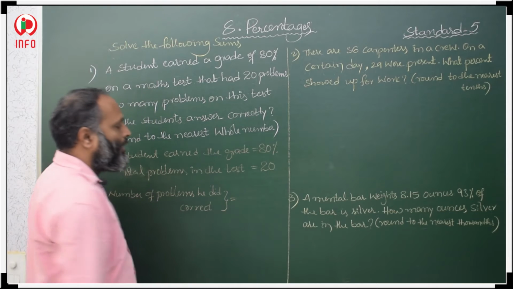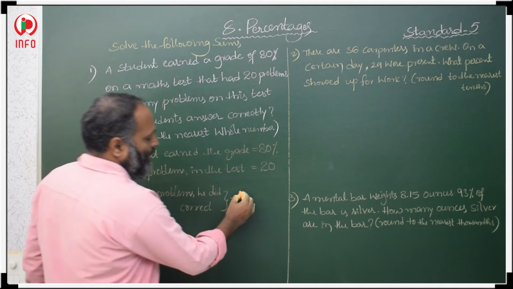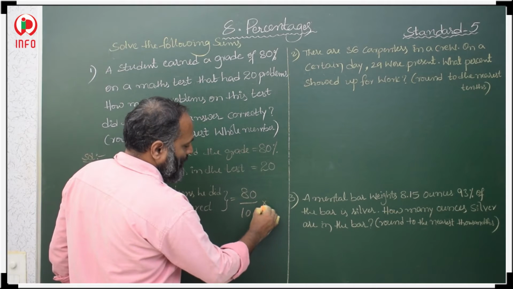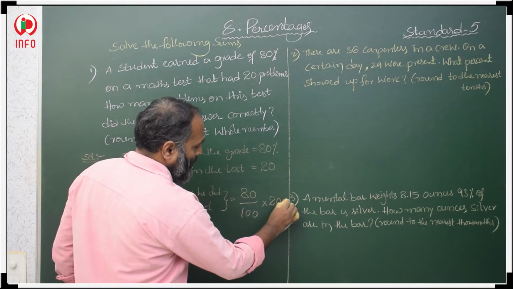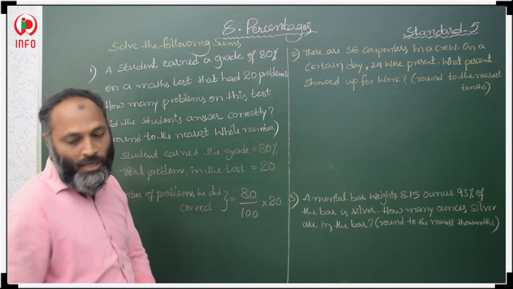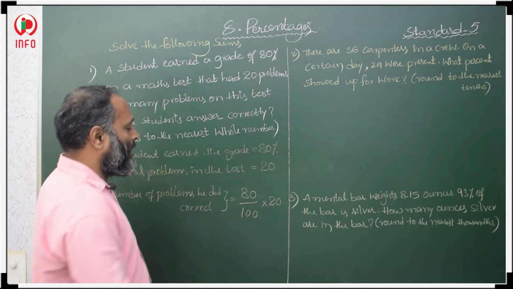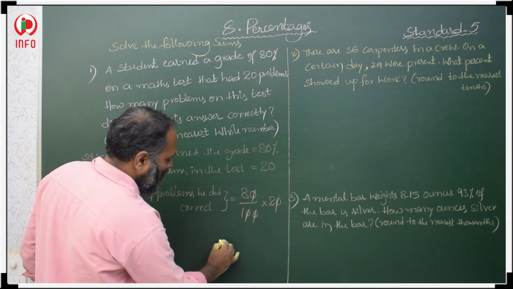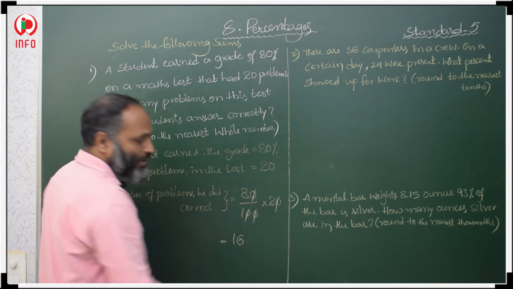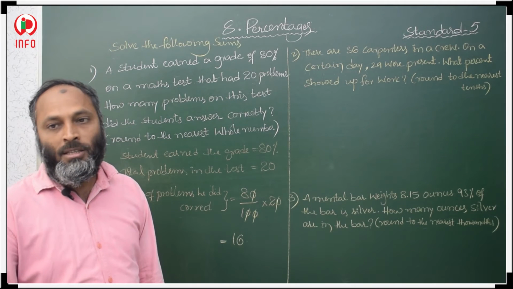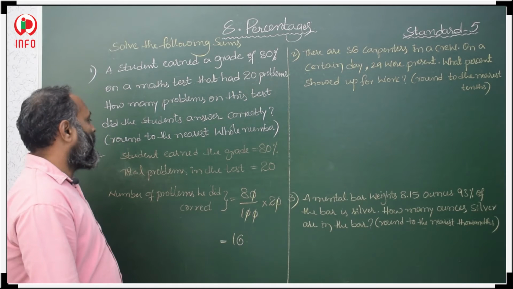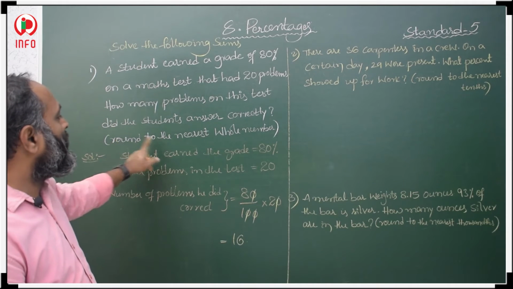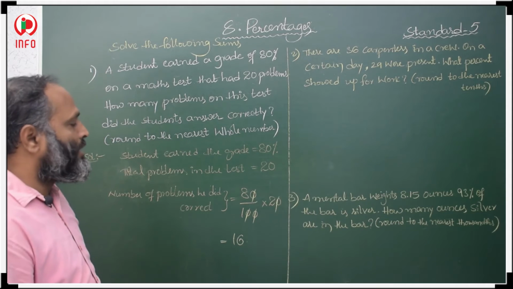How to find the number of problems? First we have to take the given percent by the total percent into 20 problems. Then here 1 0 gets cancelled, 1 0 gets cancelled, 8 2s are 16. 16 problems he did correct. Okay. Here, round to the nearest whole number.